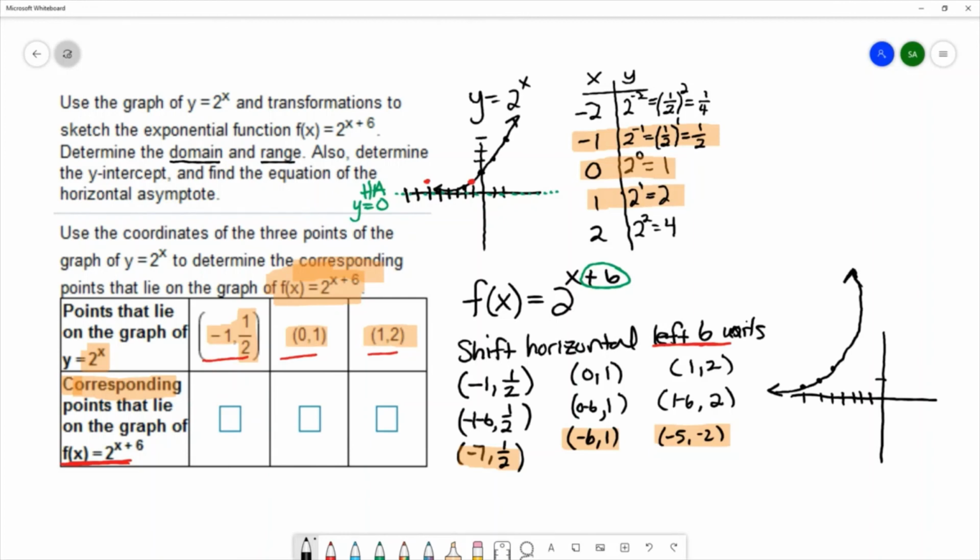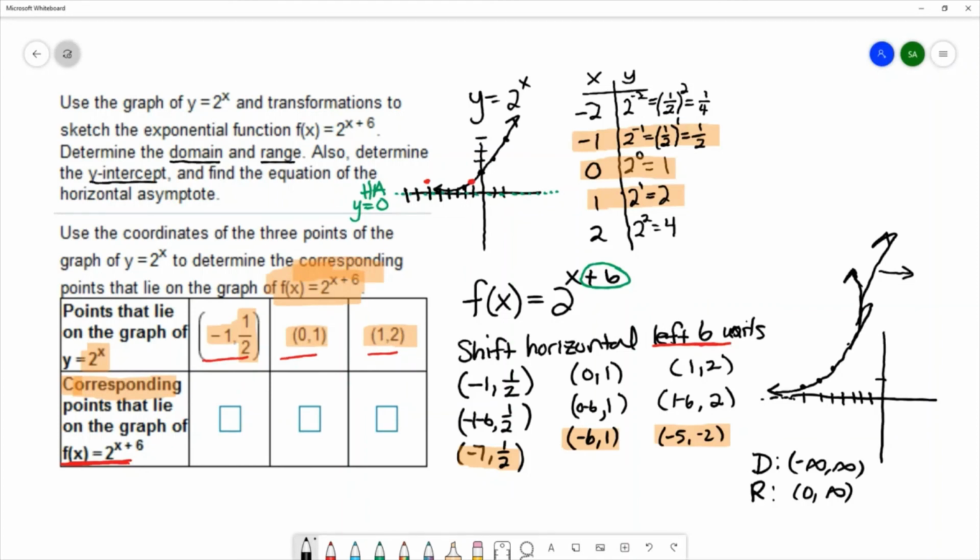So for our domain, the domain is going to go from -infinity to infinity. This portion of the graph, even though it keeps getting larger and larger, also keeps moving to the right, and so it's going to cover every x value. The range, because of the asymptote, is going to start at 0, but 0 is not included. The graph never actually reaches the asymptote, it just keeps moving closer and closer.